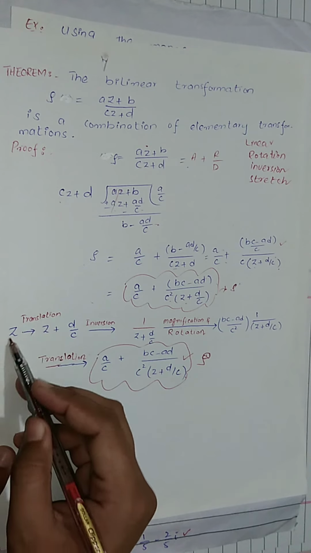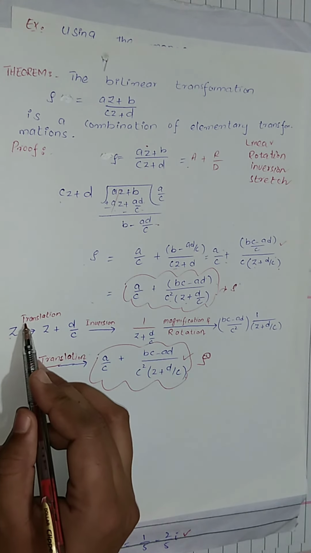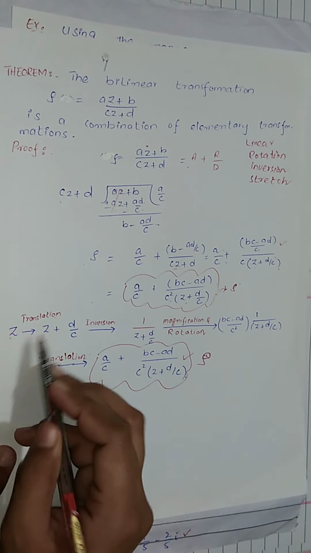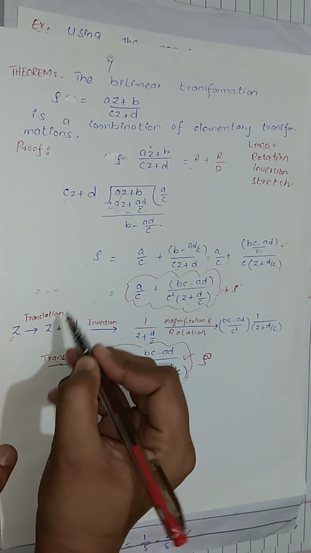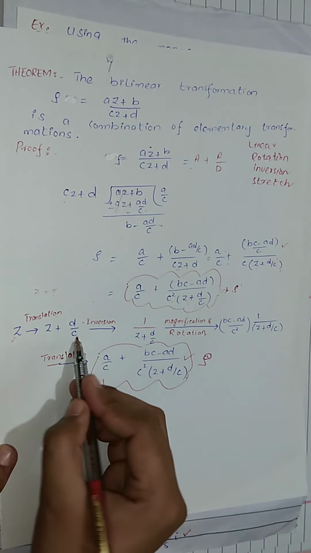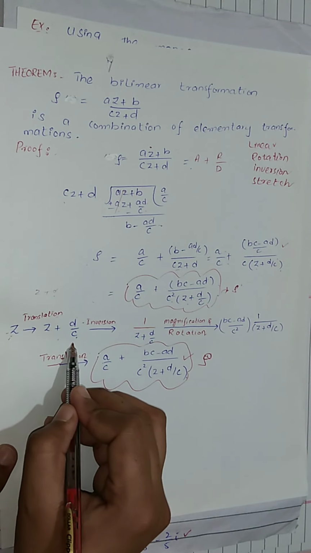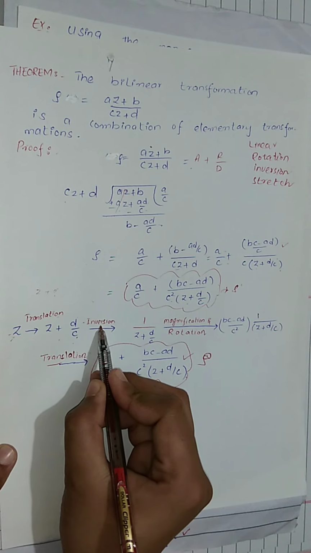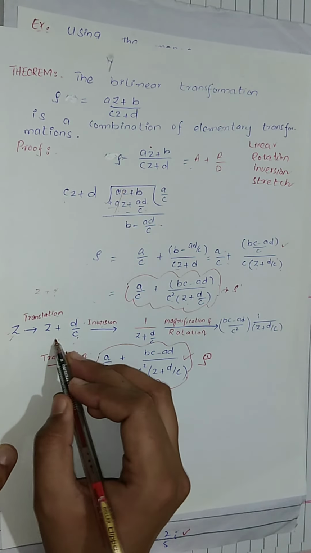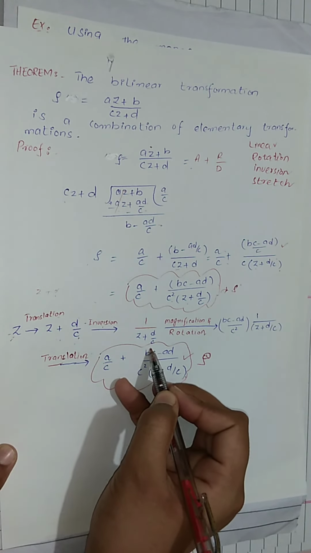First of all, we take Z and apply the translation property. Z becomes Z plus alpha, where alpha is equal to D by C. So we have Z plus D by C. And secondly, we apply the inversion property on it. Then we have 1 over (Z plus D by C).